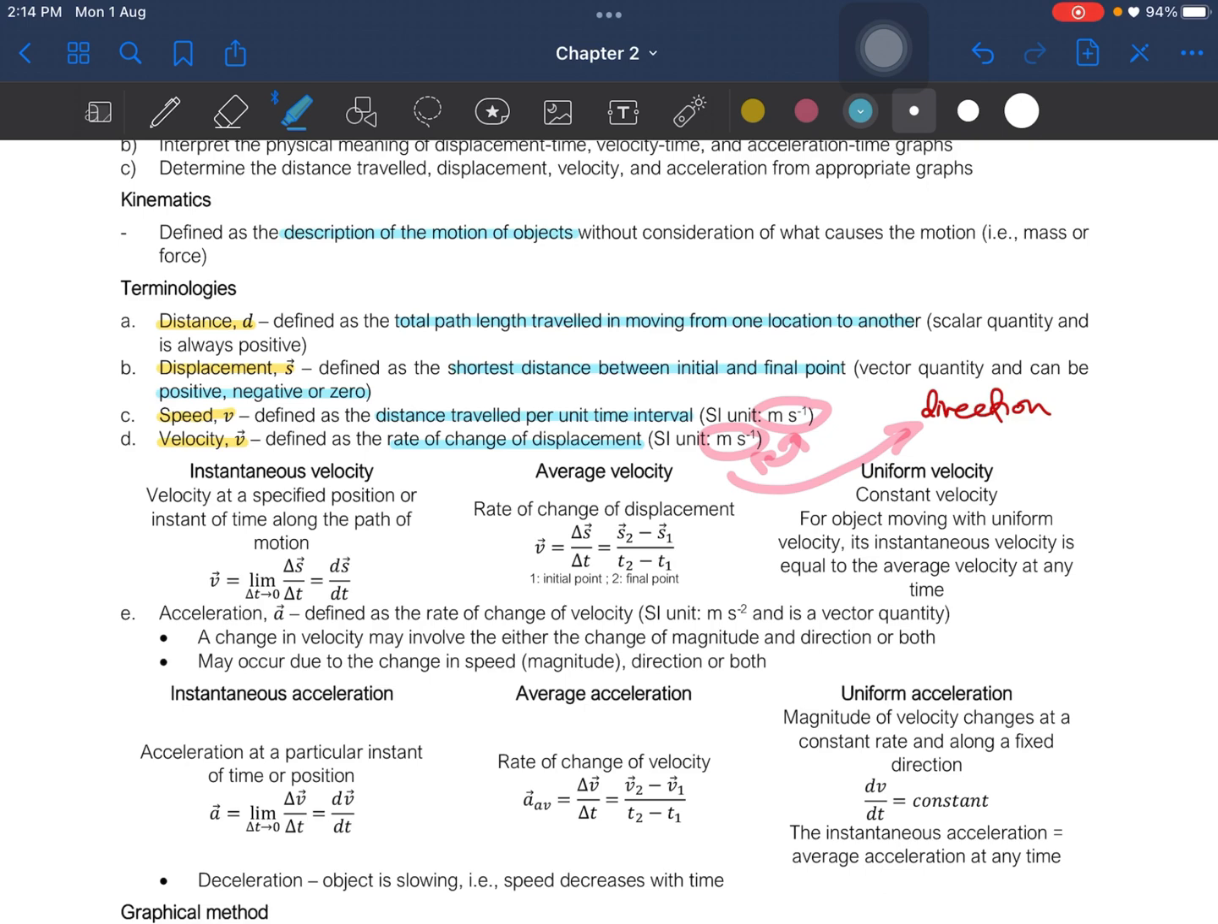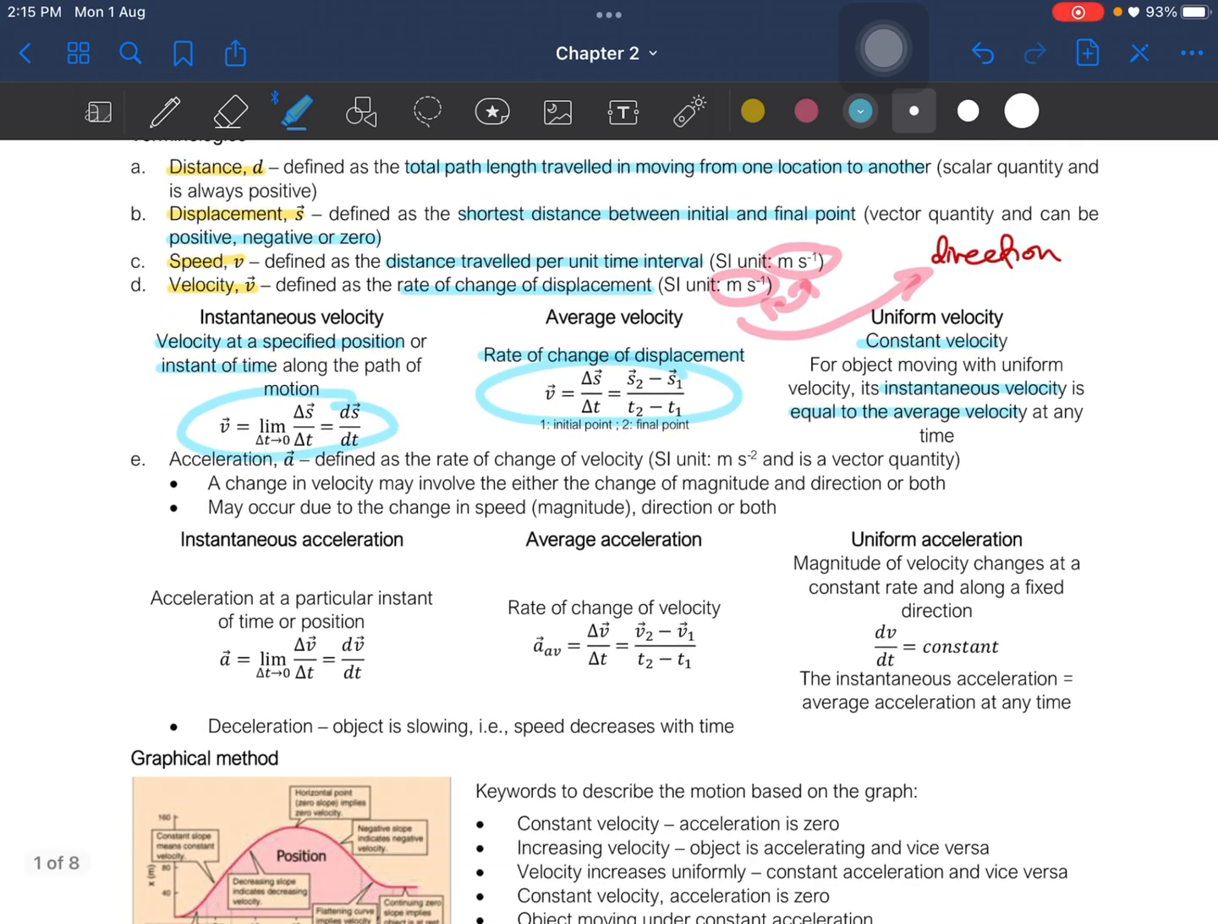Now let's look at velocity. We have instantaneous, average and uniform velocity. Instantaneous velocity is defined as the velocity at the specified position or instant of time. The equation is the same as the average velocity. Average velocity is the rate of change of displacement. Uniform velocity is the constant velocity. Please note that for any object moving with uniform velocity, the instantaneous velocity will be equal to the average velocity at any time. This is only valid for constant velocity.